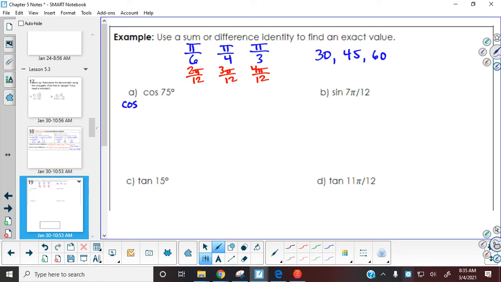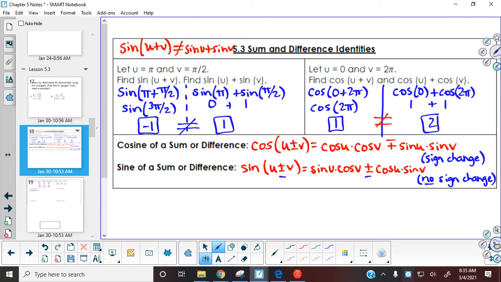So we can split cosine up into 30 and 45. So we want to say, okay, I don't know what cosine 75 is, but I do know what cosine 30 and cosine 45 are. So that's going to be the equivalent. And now we're going to go back to using the cosine of a sum or difference. Okay, so notice that we're adding, so we're going to use this first one.